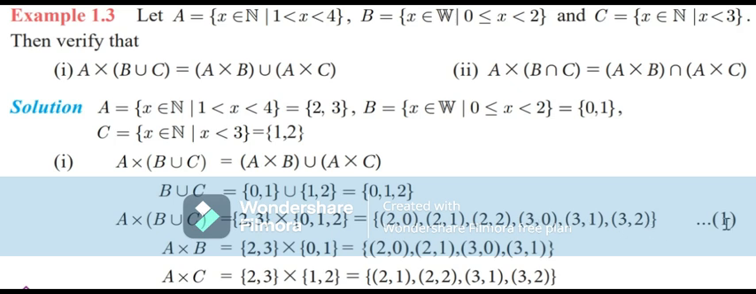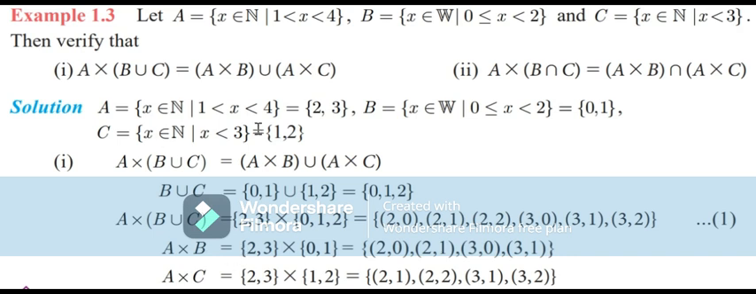So this is actually LHS. Now we found out LHS, that is A cross B union C. Now we are going to find out A cross B union A cross C. So now we will see what is A cross B.